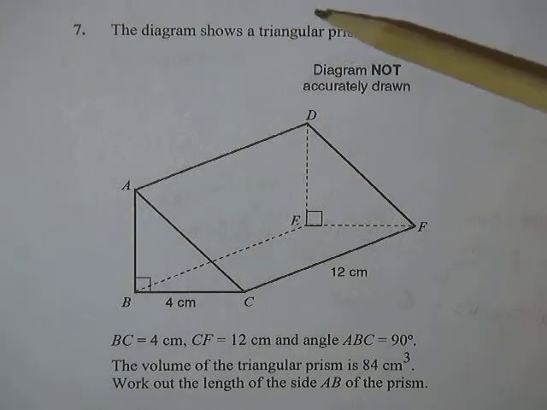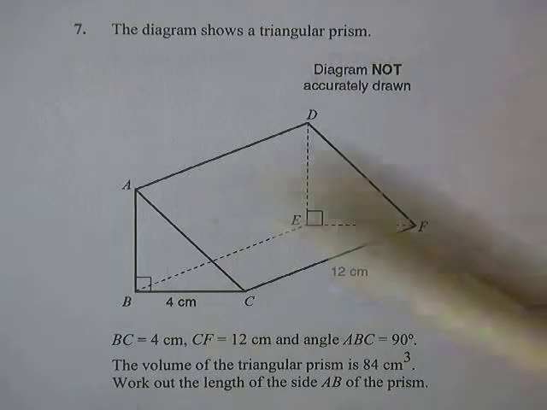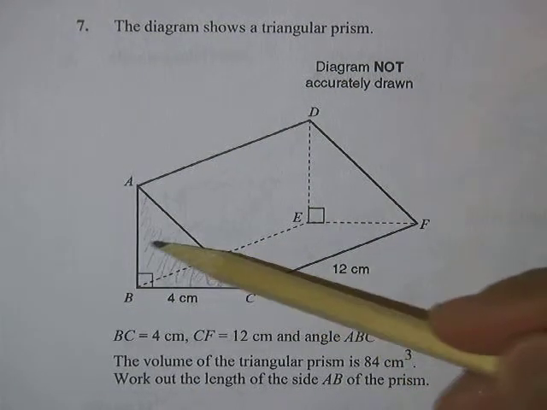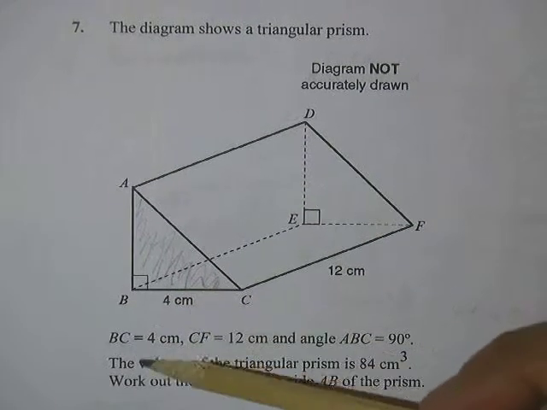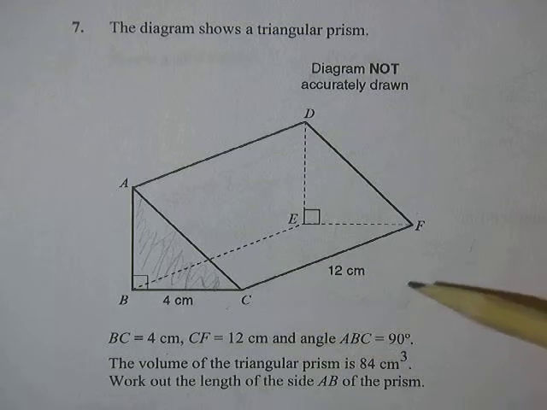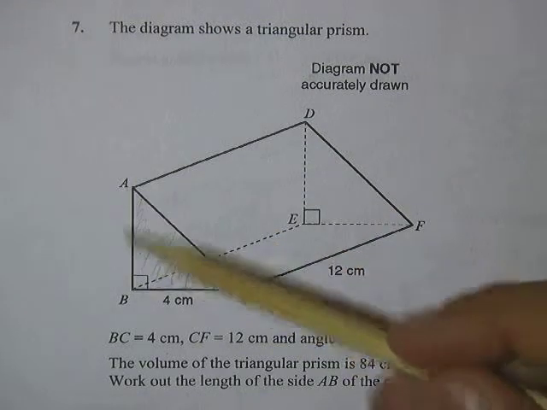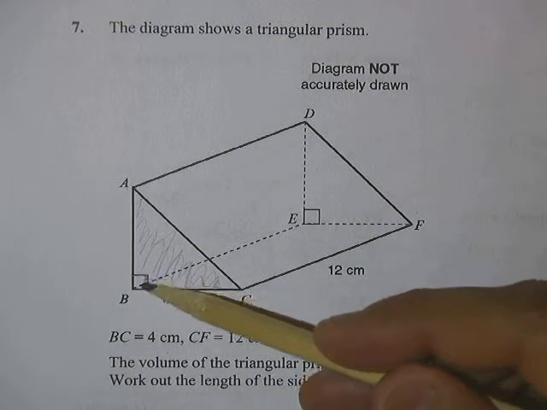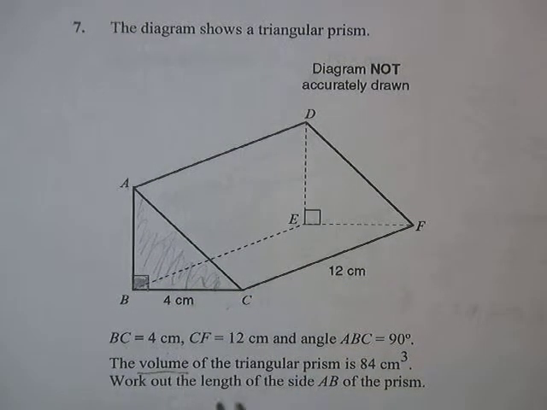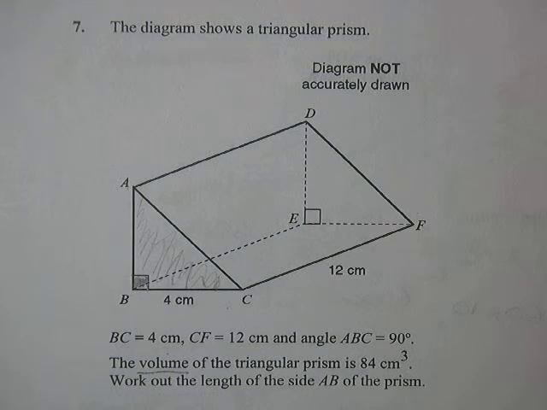So the diagram shows a triangular prism. Clue there, the cross section is going to be a triangle. So there it is. It says BC, so BC is 4. CF, C to F, is 12. Angle ABC, so the letter in the middle there tells us that's the right angle. The volume of the triangular prism is 84 centimeters cubed.